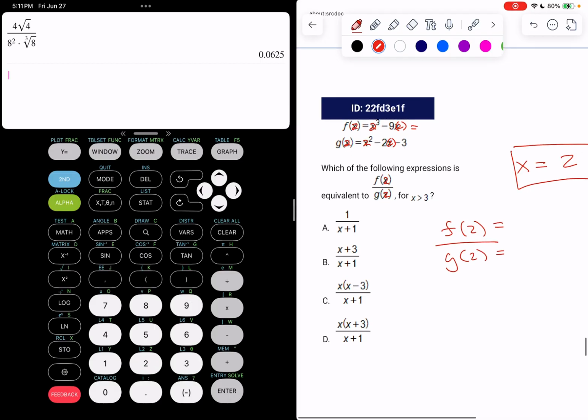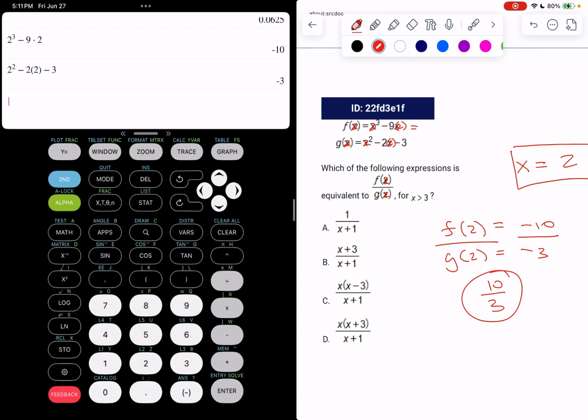In this top equation, f of 2 is 2 cubed minus 9 times 2. Well, that's going to give me negative 10 in my numerator. And in my denominator, I'm getting 2 squared minus 2 times 2 minus 3. That gives me negative 3. So it looks like what I have here is 10 over 3. Or if I'm doing 10 over 3 as a decimal, it'll be 3.33 repeating. Yes?